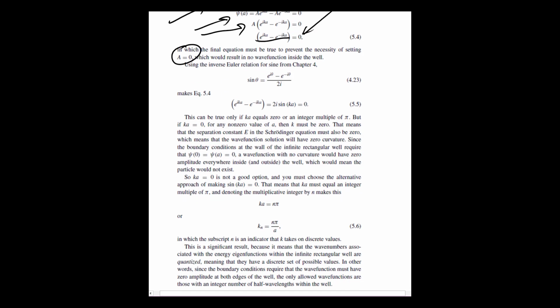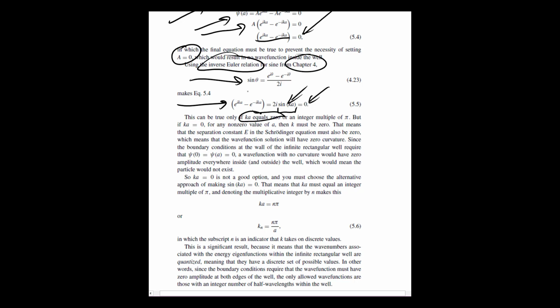That means this term must be 0. And to understand that term, use that inverse Euler relation. You saw that previously in chapter 4. That relates sine of theta to this difference between exponentials. And that means our expression looks like 2i times sine of ka, and that must be equal to 0. So how can that be true? We know 2i is not 0. That must mean that this sine function is 0. And where does the sine function equal 0?